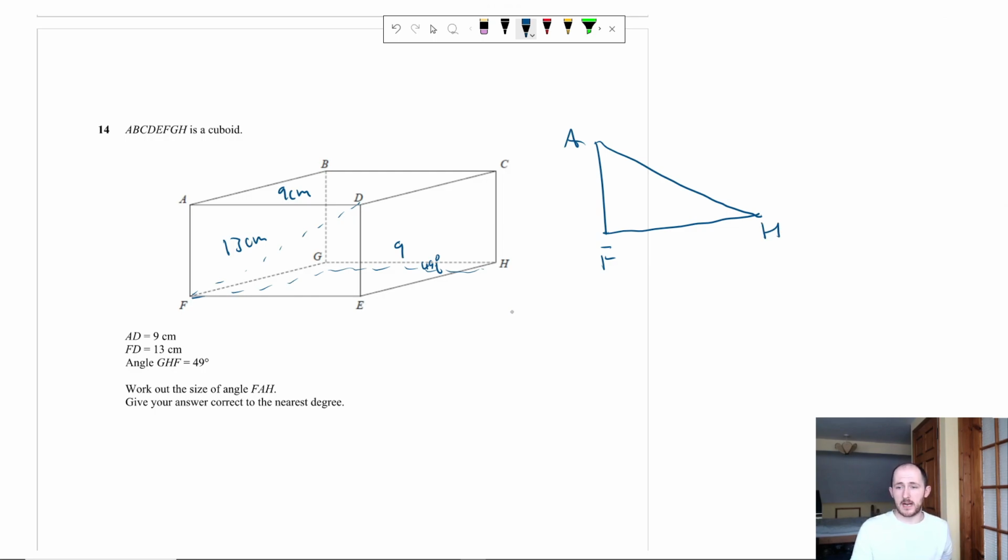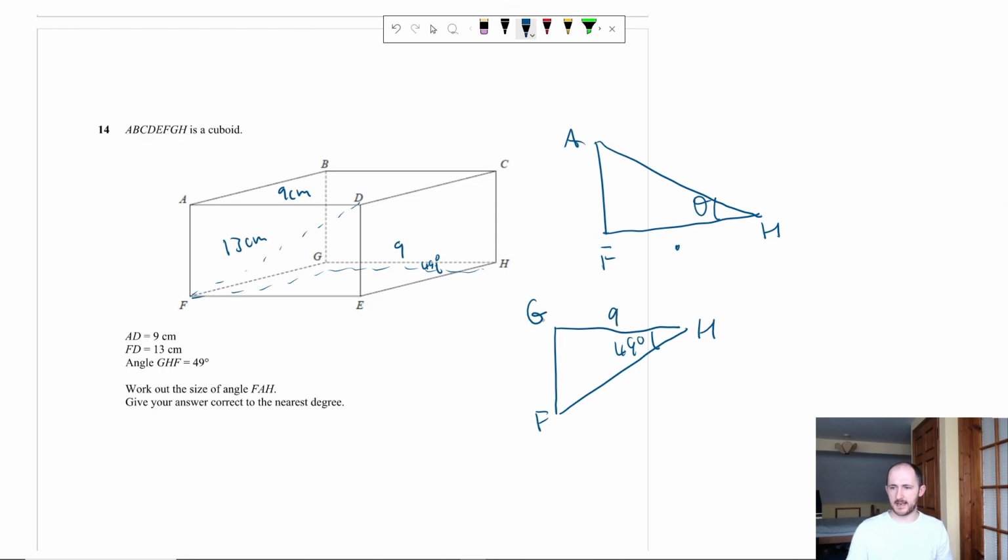The only thing I can really work out right now is the side FH, because I'm trying to work out what this angle is here. The way I can work that out is if I draw this, imagine you're looking down on it, we have a triangle FGH, where this angle here is 49 degrees.